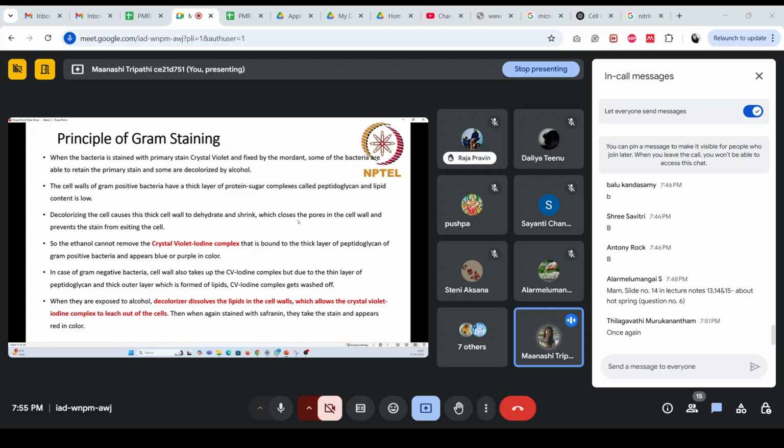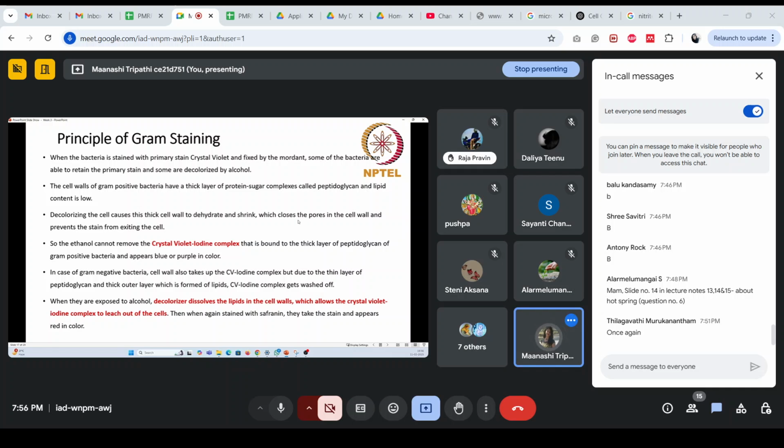So the bacteria are stained with a primary stain, crystal violet, and a counter stain, so two stains are there. The first is the primary stain, crystal violet, fixed by mordant. Mordant is what? Iodine. Some of the bacteria are able to retain the primary stain and some are decolorized by alcohol. So we are talking about steps number 1, 2, 3 in the first point.